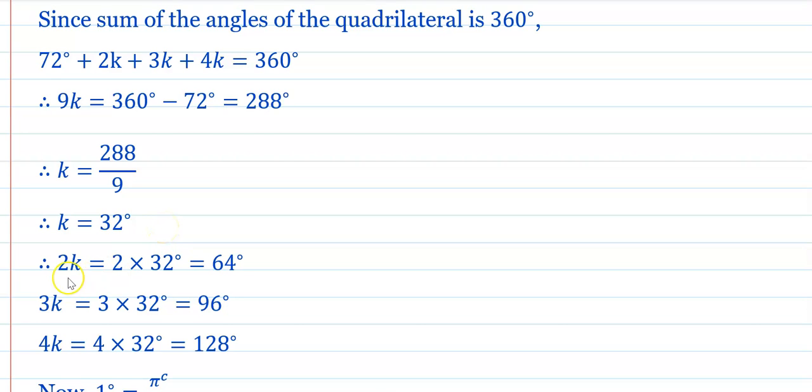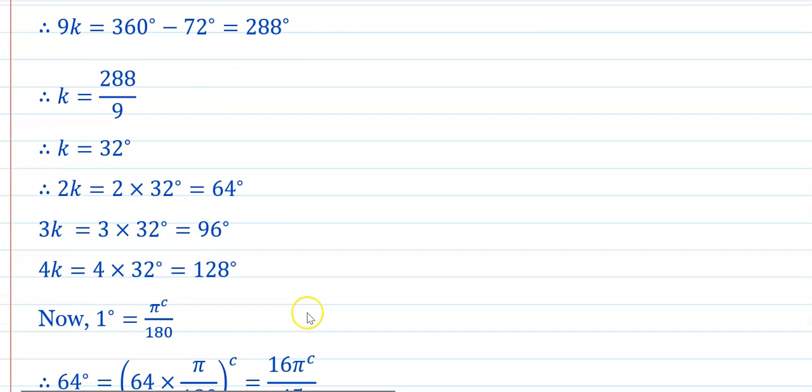What about the first angle? The first angle is 2K. 2 into 32, you will get 64 degrees. Second, 3K, that is 3 into 32, you will get 96. 4K, 4 into 32, you will get 128.